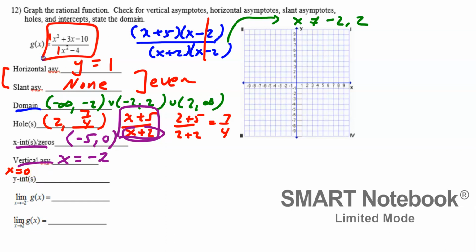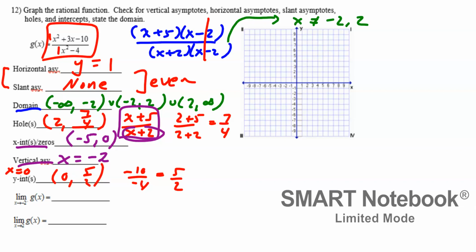If I would like to find my y-intercept, again, the fastest way is x equals 0. I would plug that into the original function. You plug 0 in the top, we have 0 plus 0 minus 10. Then the bottom, we have 0 minus 4. That reduces to a positive 5/2. So my y-intercept is 0, 5/2.